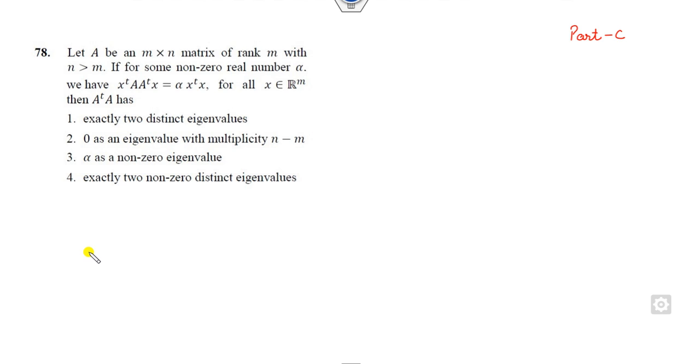Okay, look at the last example. A is an M cross N matrix with rank M, and N is greater than M. Some non-zero alpha is such that this condition holds: X transpose A transpose is alpha X transpose X. Then you have to find the values of this.